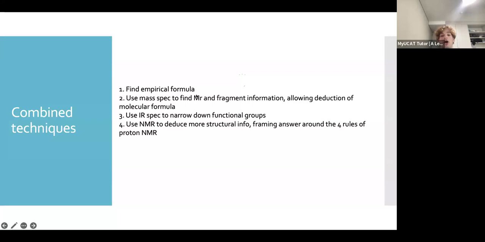Using the MR and the empirical formula, you're able to deduce the molecular formula, because the molecular formula is going to be a multiple of the empirical formula. After that, you can use the IR spec, and that will narrow down which functional groups are present. And then after that, you can use the NMR to extract any further information.